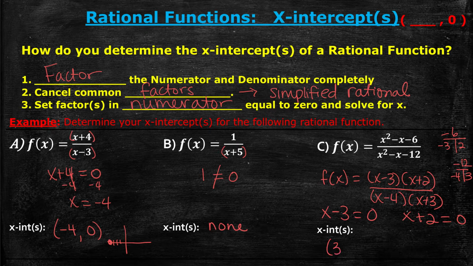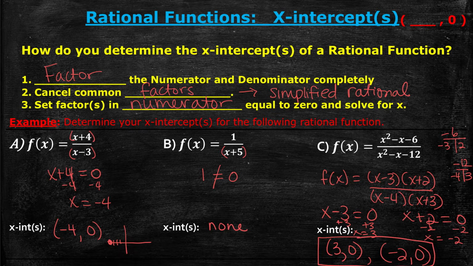You're going to have one at positive 3, 0, because here I'd have to add 3, right? So that would give you x equals 3. And here I would subtract 2. So x would be equal to negative 2. So my other x-intercept is at negative 2, 0. So if you have two factors in the numerator after you've simplified, you need to make sure you set both of them equal to 0.